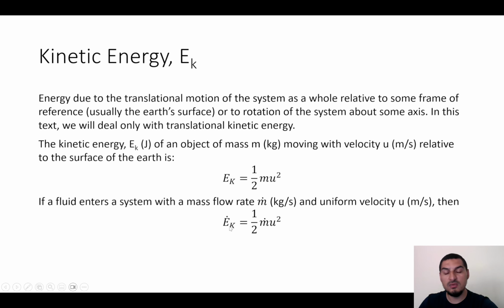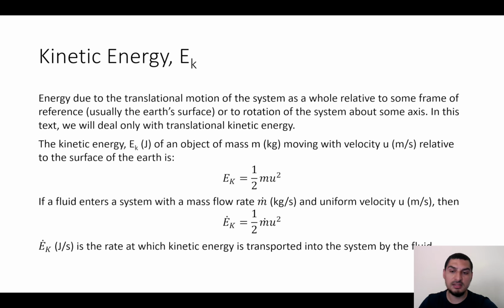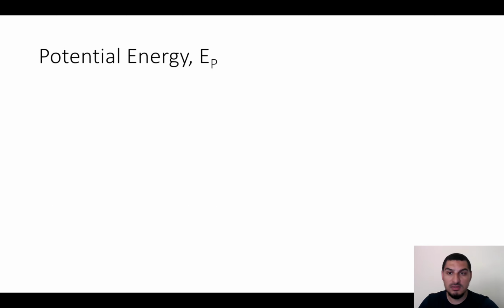So this is how we calculate the kinetic energy, and of course the units of kinetic energy are units of energy, so it's going to be in joule if it's just mass. If it's mass flow rate, then it has the units of joule per second, which is watt. So E dot will have the units of watt, and E will have units of joule. Anyway, this is how we calculate it.